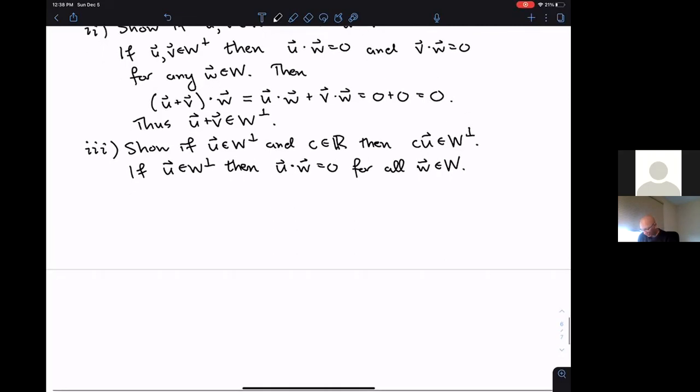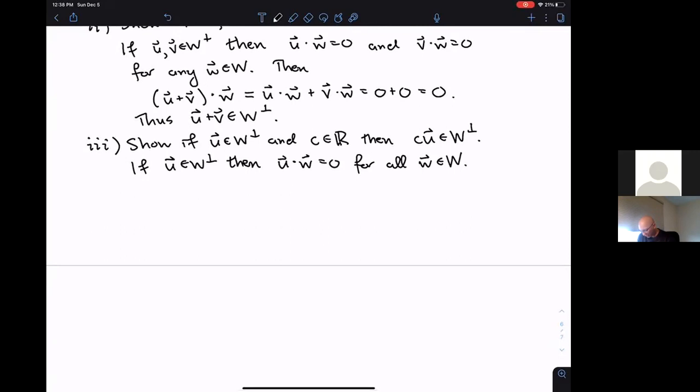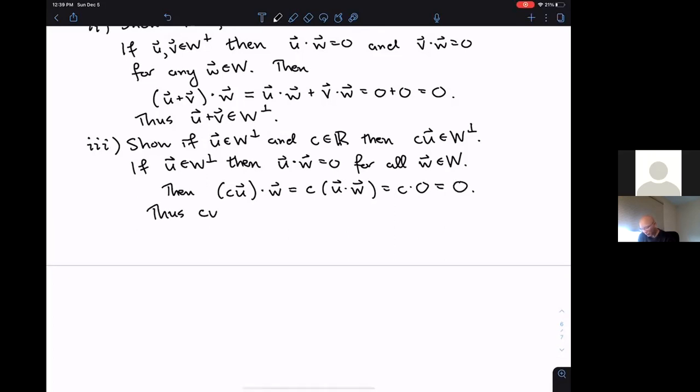So now if I want to check why it is still the case that c times u satisfies the same equation, well, again, this is properties of dot products. cu dotted with w would be, again, using the properties of dot product, I can pull out scalars. This is c times u dot w, which is c times 0, which is just 0. So again, properties of dot products tell us that c times u is still in W perp.